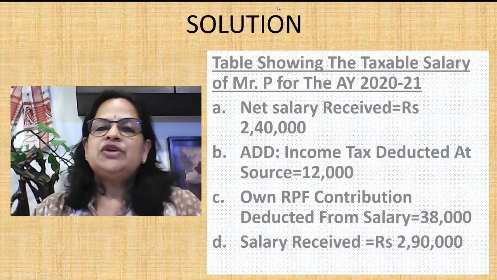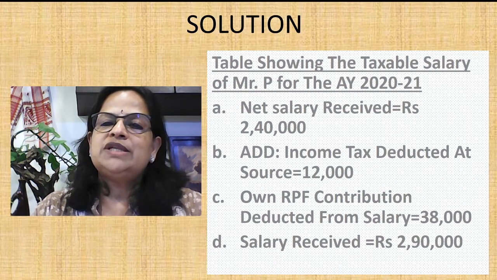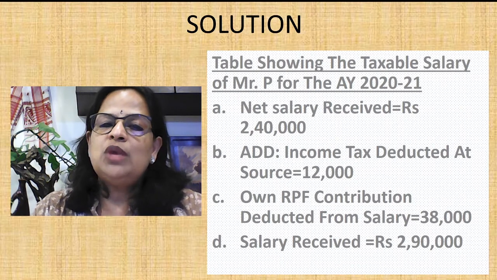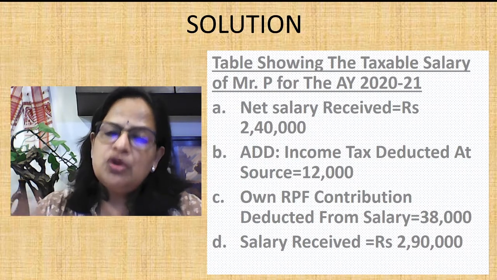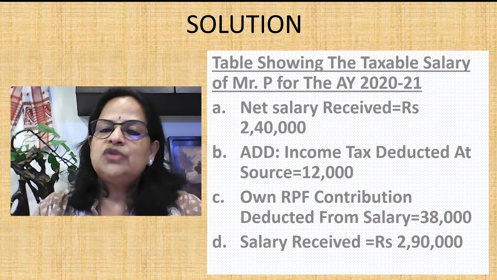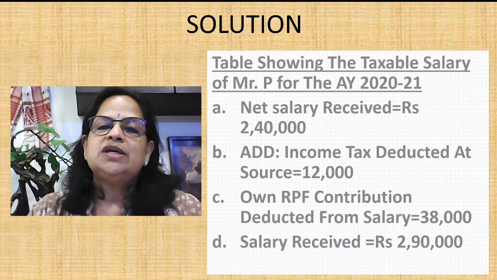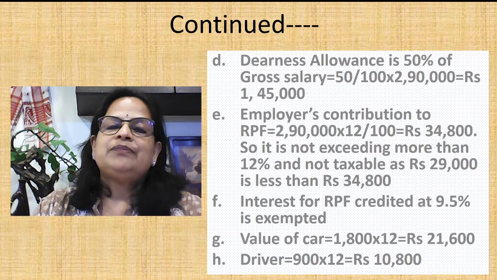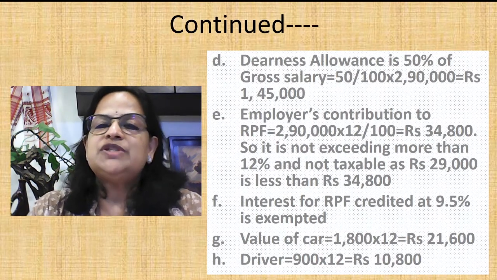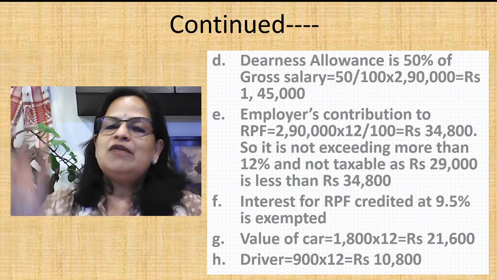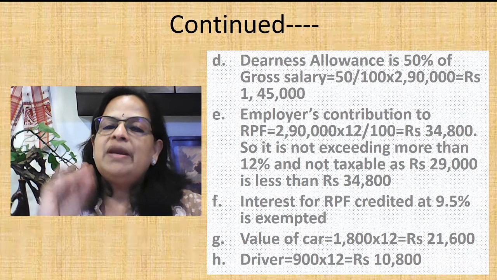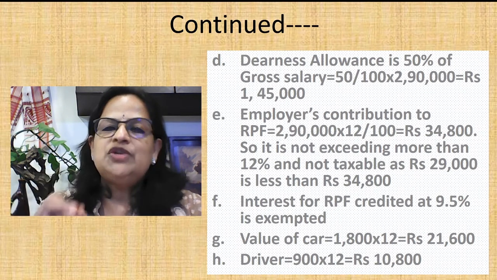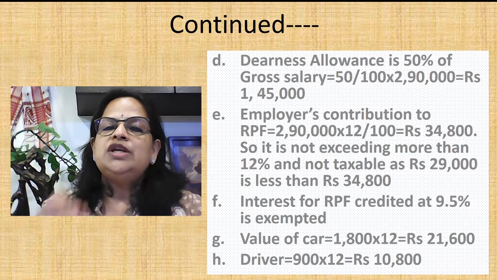Now, the table showing the taxable salary computation of Mr. P for the assessment year 2021. Net salary received 2,40,000. Now we are adding income tax deducted at source 12,000 and own contribution to RPF 38,000. So you are getting salary received as 2,90,000. So gross salary is 2,90,000. Now dearness allowance is 50% of gross salary. So 50 by 100 into 2,90,000 is 1,45,000. Because the direct value is not given in the question, here you have to calculate that. Now employer's contribution to RPF. Above 12% is taxable. So 12% you can calculate: 2,90,000 into 12 by 100.